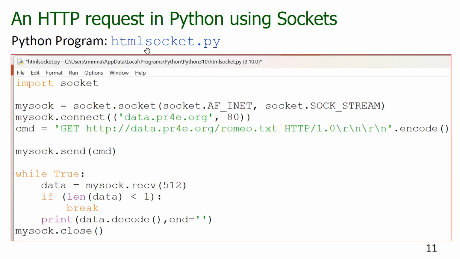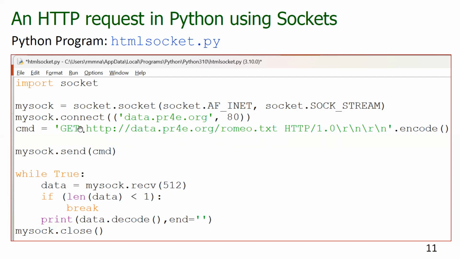Here the file name, I named it as html socket.py. You can give whatever name. First, as usual, you have to import the socket module, import socket. Then you have to create the socket using the socket method, which can be stored in the object mysock, equal to socket.socket, socket.AF_INET, the address family internet. This is the family. Then this is the type of protocol, the stream protocol, socket.SOCK_STREAM.